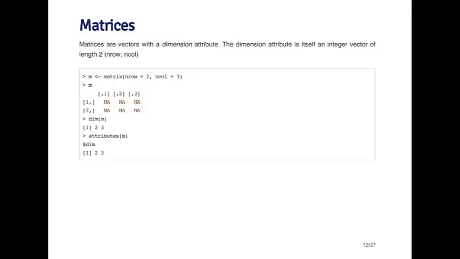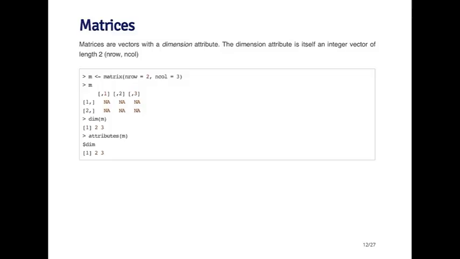I can create an empty matrix with the matrix function, and I can explicitly say how many rows and how many columns there are. This is not the only way to create a matrix, but it's one way. When I auto-print the matrix by typing the object M and hitting enter, you'll see that the matrix is initialized with NA values, so there are no values in here. And you can see that there are 2 rows and 3 columns, and they're labeled by the numbers in the brackets.